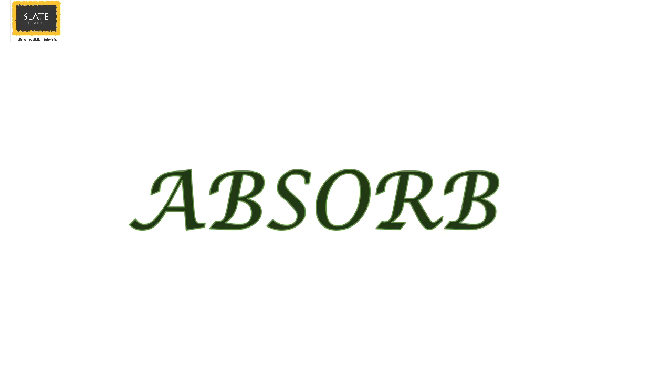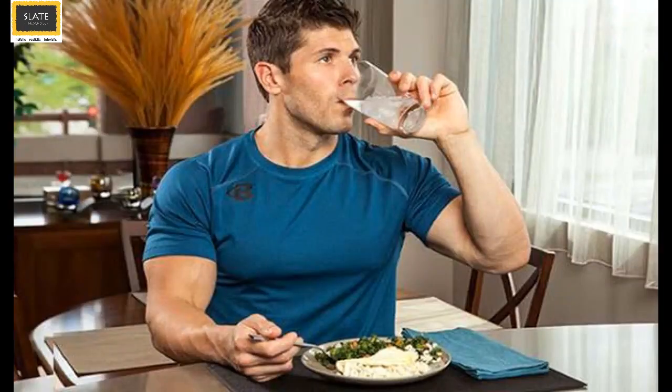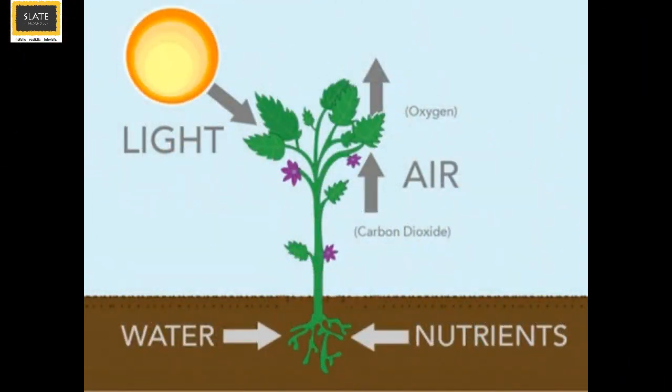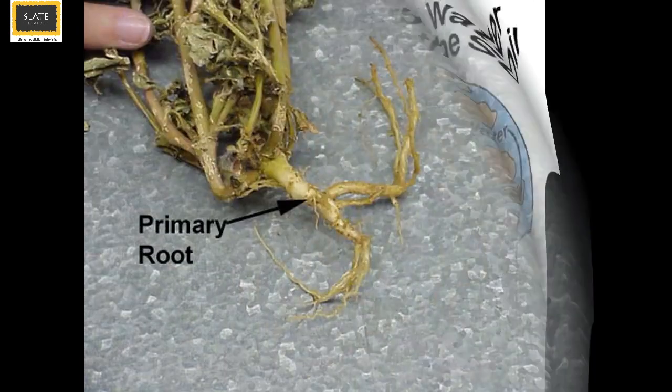A-B-S-O-R-B. Absorb. It means to soak up or take in. So Slaters, as we drink water and eat food, plants do this through their roots. Roots are like strong fibers which soak up or absorb the nutrients and water from the soil.